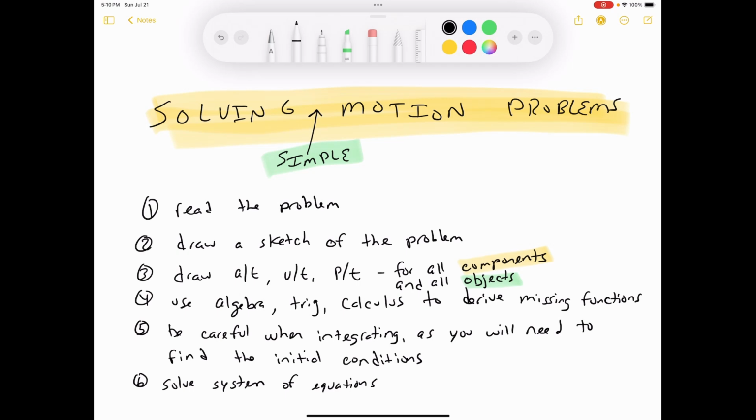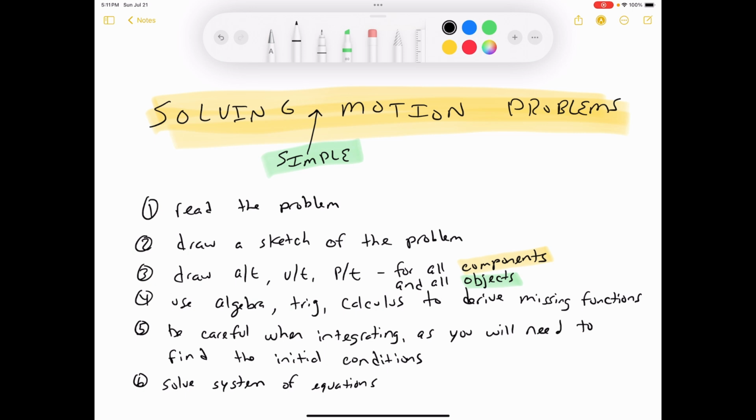So in this video, I'm going to be going over and summarizing how to solve motion problems and relative velocity problems. If you've seen some of my previous videos, I have already solved some motion problems and some relative velocity problems. In this video, I'm not necessarily going to be going over a specific problem. It's more like a summary of all those previous videos, okay?